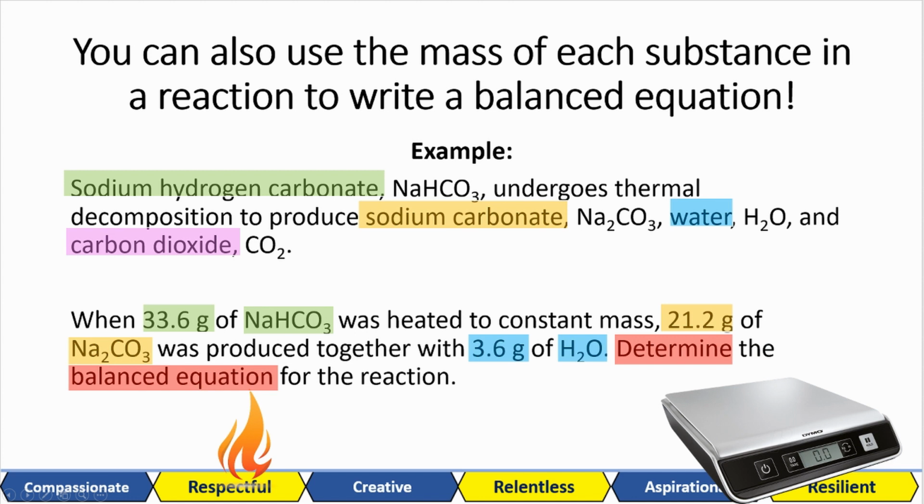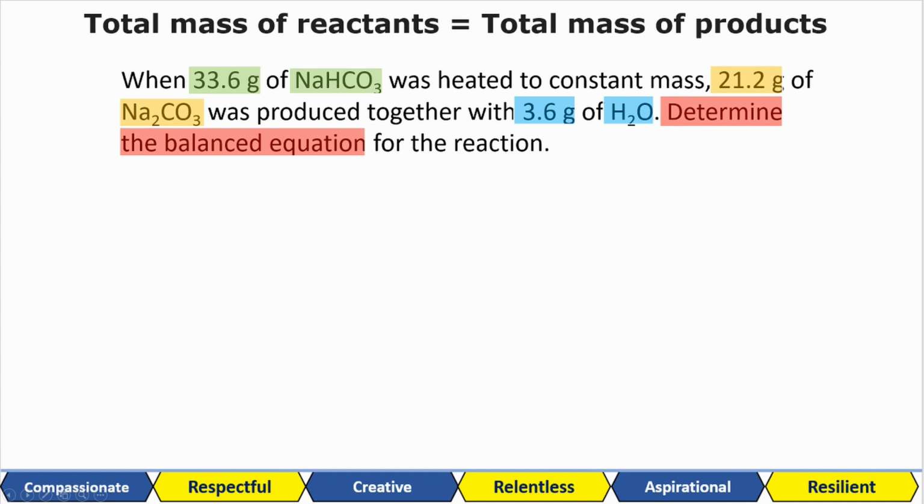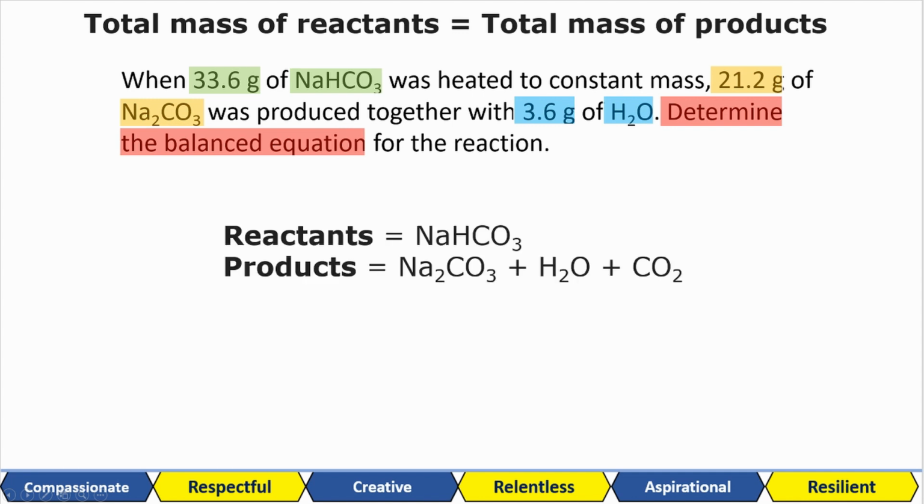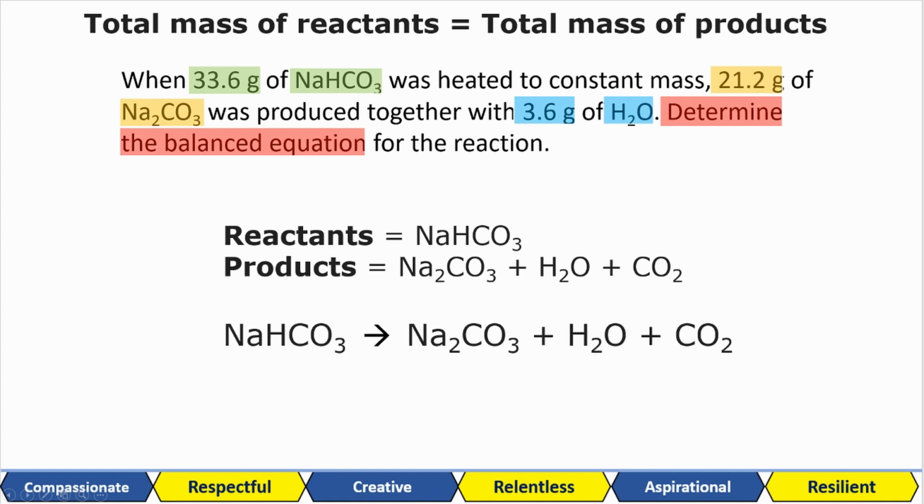So the first thing we have to do is work out what the mass of carbon dioxide formed was. And from the last video, we looked at the law of conservation of mass. Our reactant is sodium hydrogen carbonate, and that is broken down by heat to form sodium carbonate, water, and carbon dioxide. We can put this into an initial equation to help us out, showing that our reactant is on the left hand side of the arrow and our products are on the right hand side of the arrow.